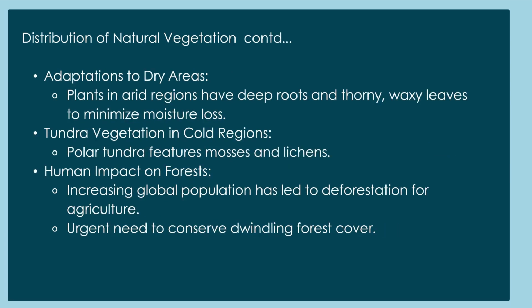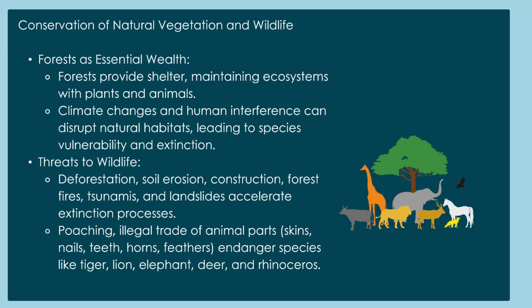Adaptations to dry areas. Plants in arid regions have deep roots and thorny, waxy leaves to minimize moisture loss. Tundra vegetation in cold regions. Polar tundra features mosses and lichens. Human impact on forests. Increasing global population has led to deforestation for agriculture. Urgent need to conserve dwindling forest cover. Conservation of natural vegetation and wildlife.